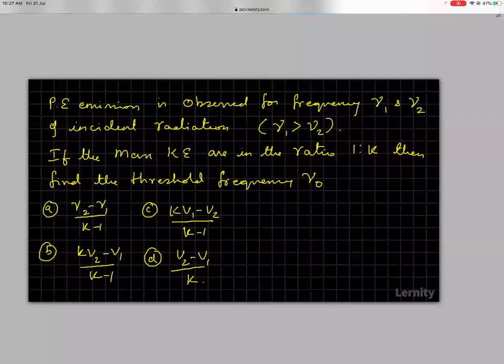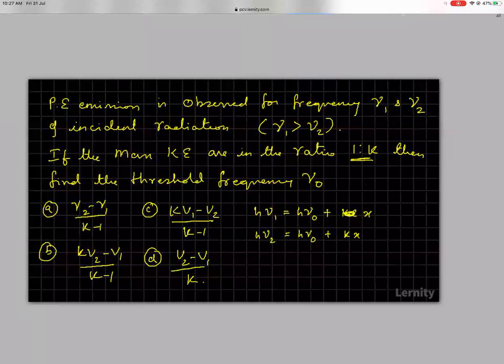So h nu1 is the first energy. This is equal to h nu naught plus Ke. Suppose it is Ke, or I'll better say it as X. In the second case, h nu2 is equal to h nu naught plus k into x, because it is given that the ratio is 1:k.